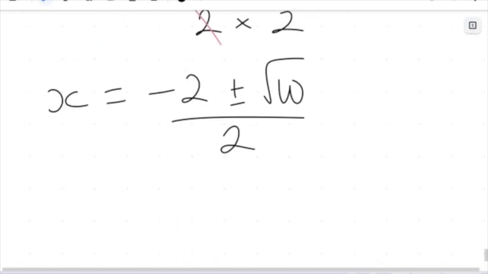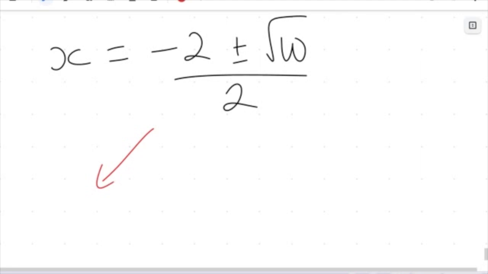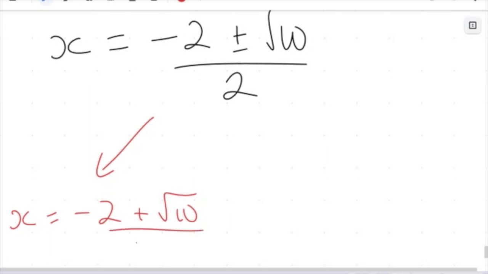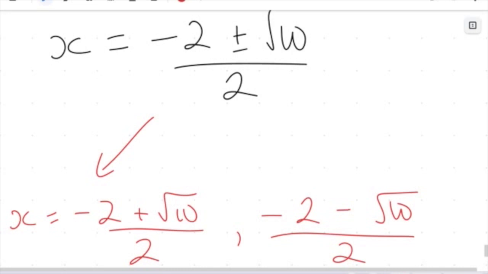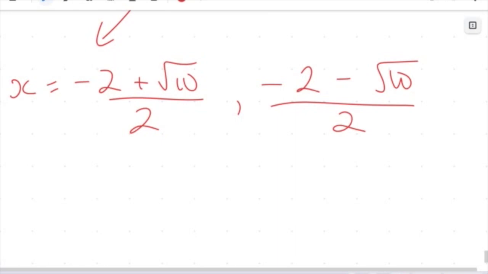And remember, this plus or minus thing means that I have 2 solutions. One is that x equals negative 2 plus root 10 over 2. And another is x equals negative 2 minus root 10 over 2. So I have found my x-intercepts. And now we've been asked to round these to 2 decimal places.